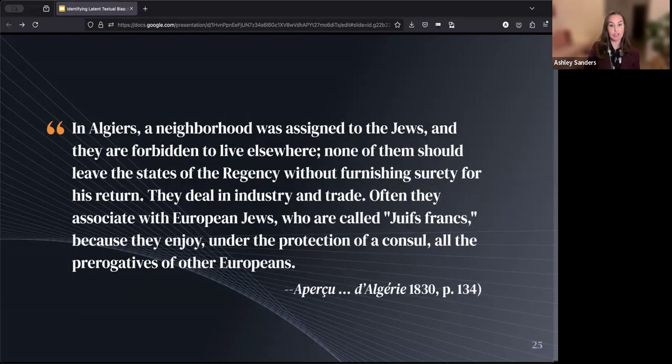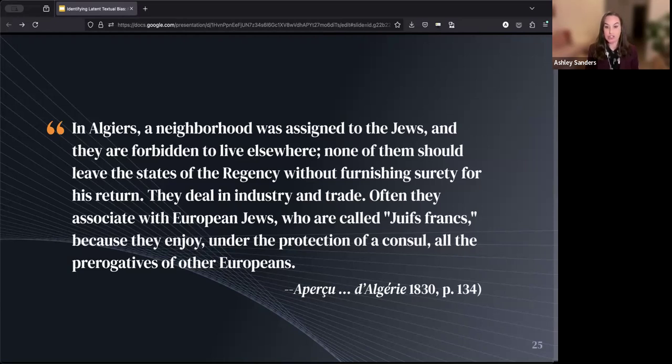One more quote here from Aperçu d'Algérie. It was published in 1830, the same year as the French conquest. So this is Algiers, not Constantine, but it provides some context for what was happening in the larger region for the Jewish people. "In Algiers, a neighborhood was assigned to the Jews, and they are forbidden to live elsewhere. None of them should leave the states of the regency without first furnishing surety for his return."